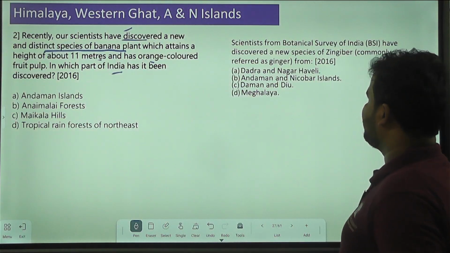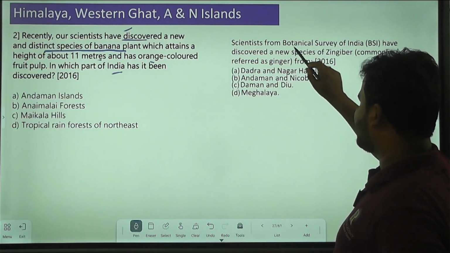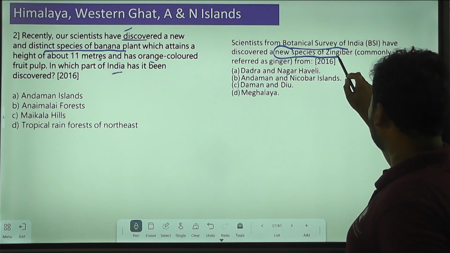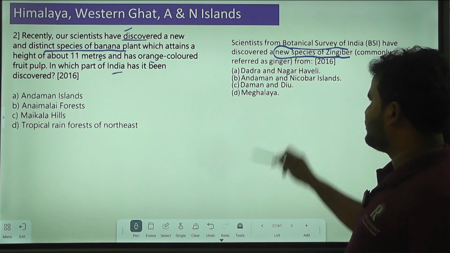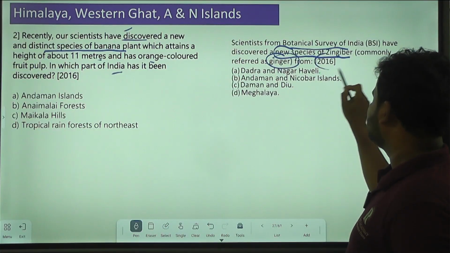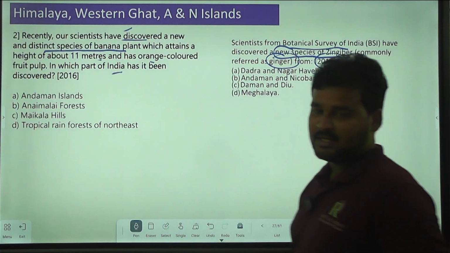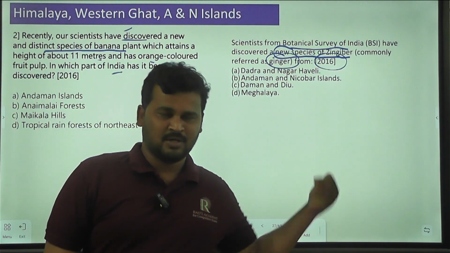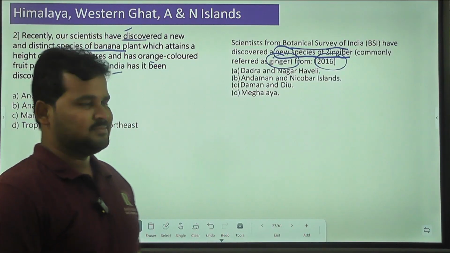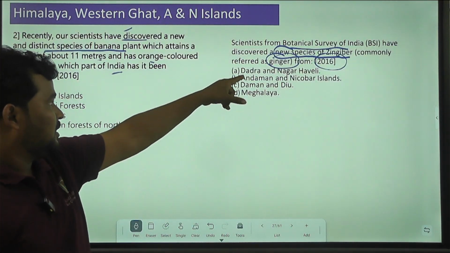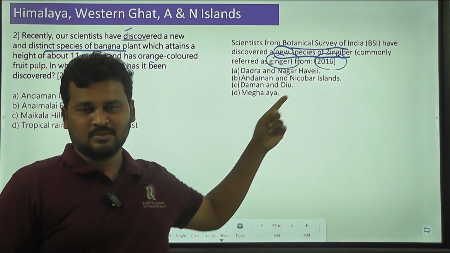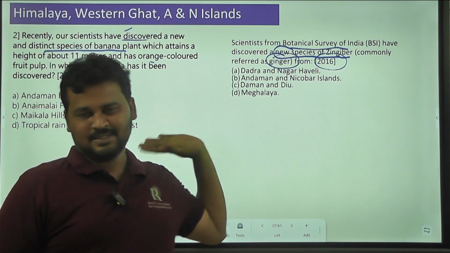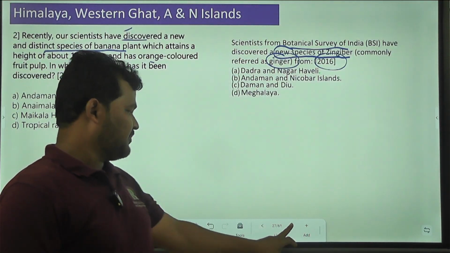Next after that, scientists from the Botanical Survey of India have discovered a new species of ginger. It was a question in 2016. As I said, if any new species is found, we have to know its location. In the year 2016, a new species of ginger found was in the news, so the question came directly.